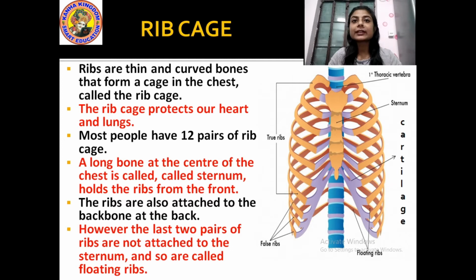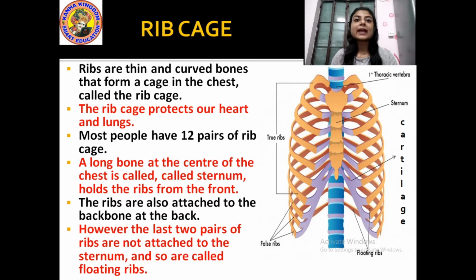A long bone at the center of the chest is called the sternum, that holds the ribs from the front. The middle portion of your chest. If you touch, you can feel a bone in your chest, right? The middle bone that is present inside, that is called what? It is called the sternum, through which the ribs are connected, and it forms a cage. It holds the ribs from the front, forming a cage inside which the soft organs like heart and lungs are present, and they are protected by these rib cage bones.